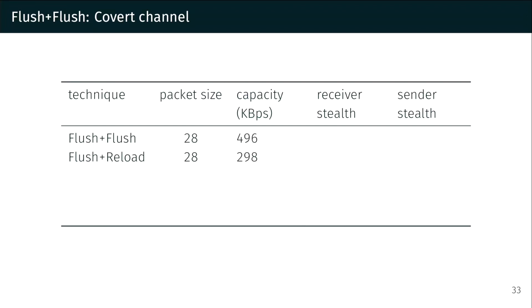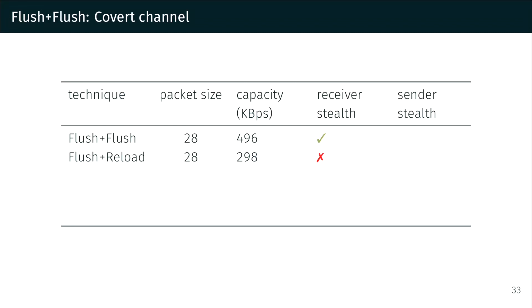Doesn't really matter. We measured the capacity of our covert channel, and Flush is around 500 kilobytes per second, whereas Flush+Reload was only 300 kilobytes per second. So Flush is already quite an improvement on the speed. Then we measured the stealth. At this speed, only Flush was stealthy.